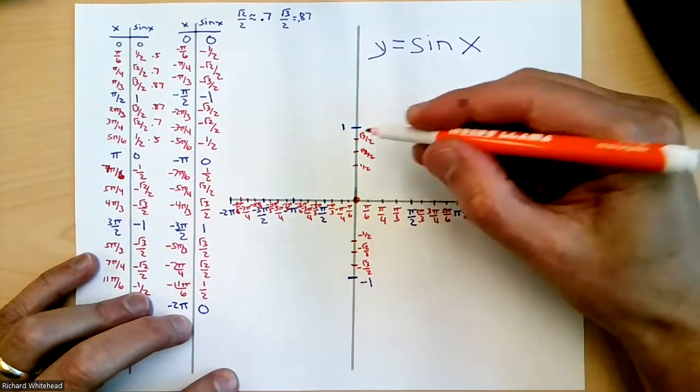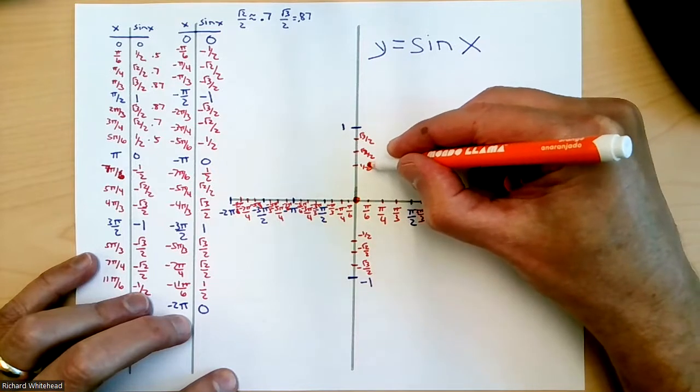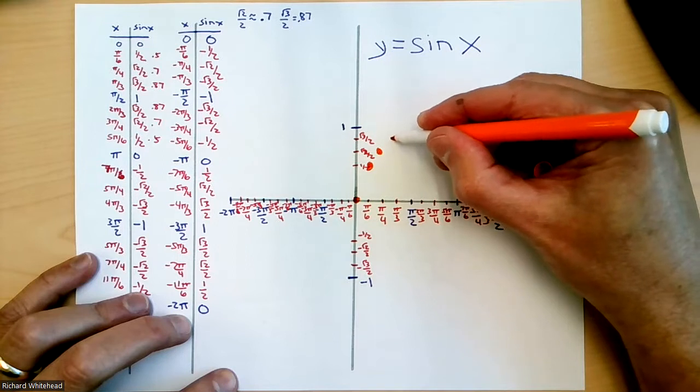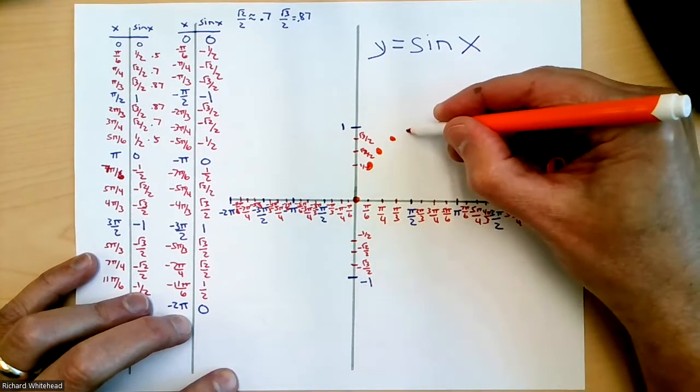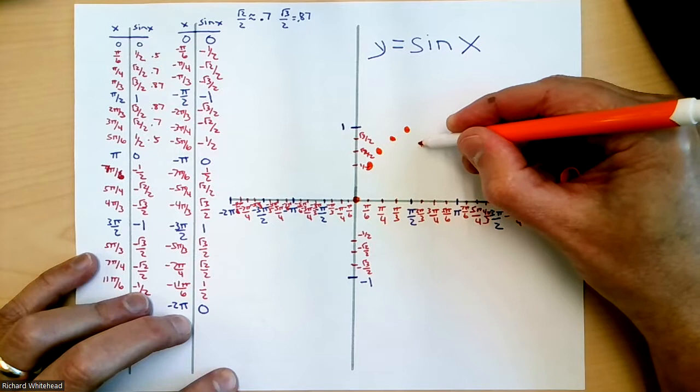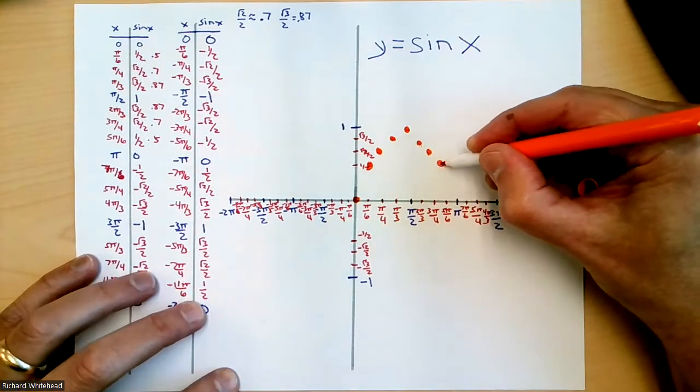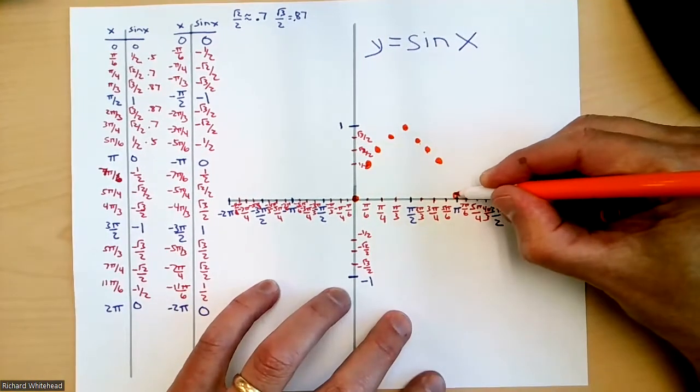Let me see, 0, 0. Pi over 6 was 1/2. Pi over 4 was √2/2. Pi over 3 was √3/2. Pi over 2 was 1. 2 pi over 3 was √3/2. 3 pi over 4 was back to √2/2. Wait a second.